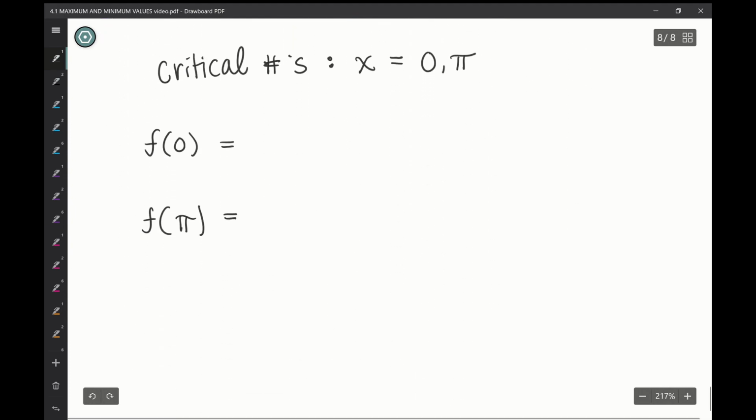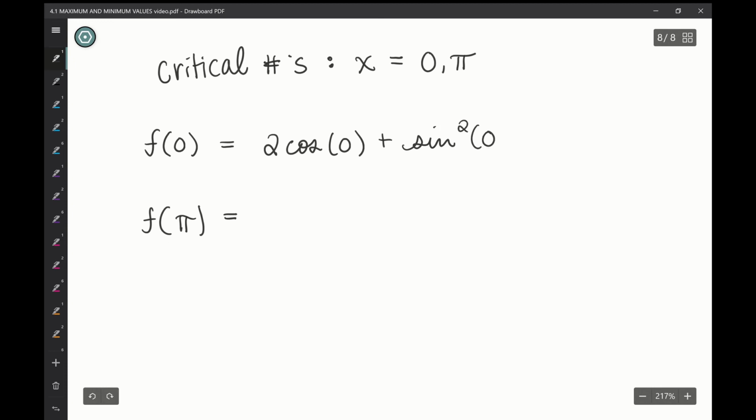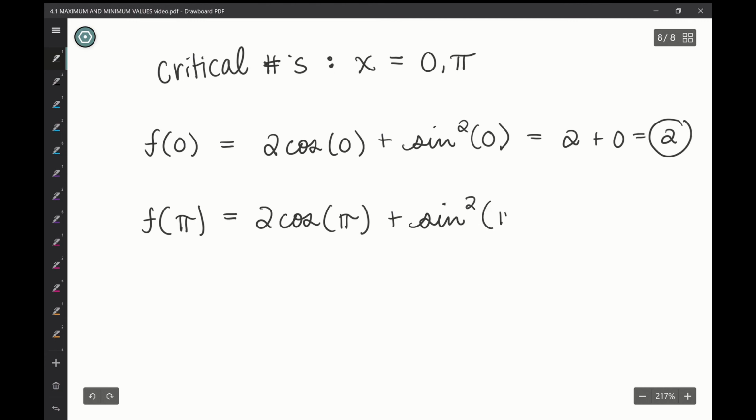Okay, so f of 0 will be equal to 2 cosine of 0 plus sine squared 0. This will be equal to 2 times 1, so 2 plus 0 squared, which is 0. So f of 0 is 2. Then we need to find f of pi, which will be 2 cosine of pi plus sine squared pi, which is equal to negative 2 plus 0, which is equal to negative 2.